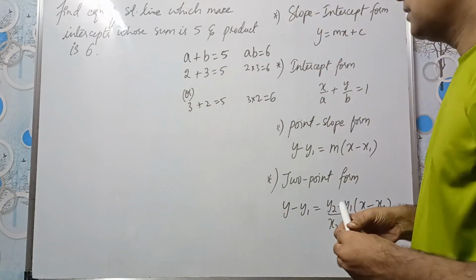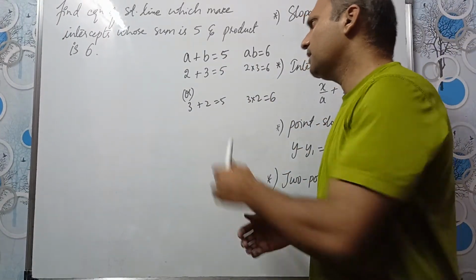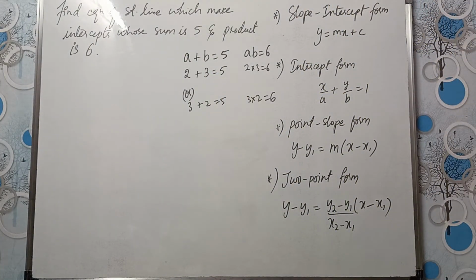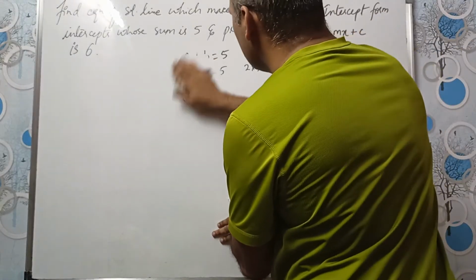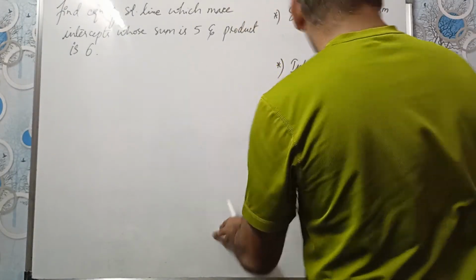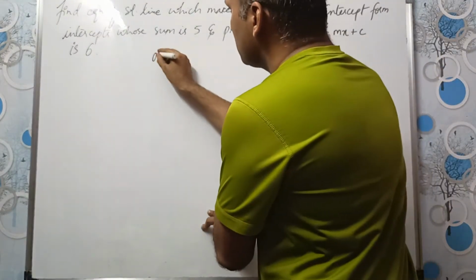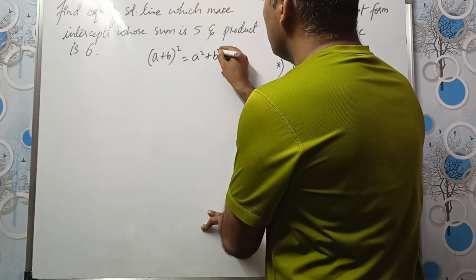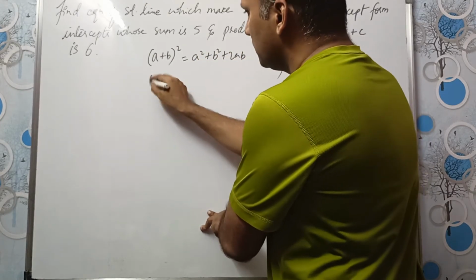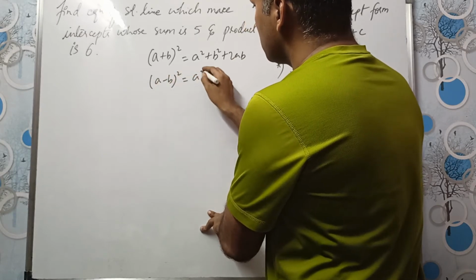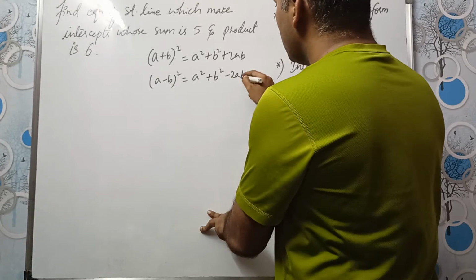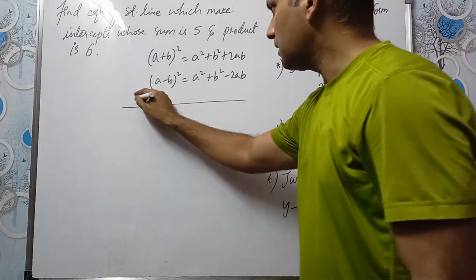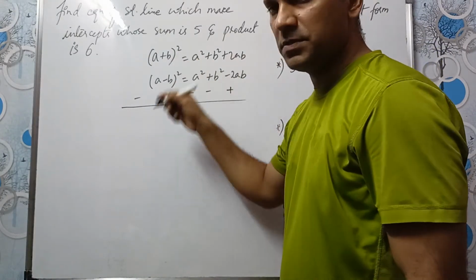Okay. If you are finding difficulty in guessing these numbers, you can use the algebraic identities which we learned in the lower classes to solve this. Let me explain. See, (a plus b) whole square is a square plus b square plus 2ab, right? (a minus b) whole square is a square plus b square minus 2ab. Okay. Now if we subtract these two, subtraction means signs will change.